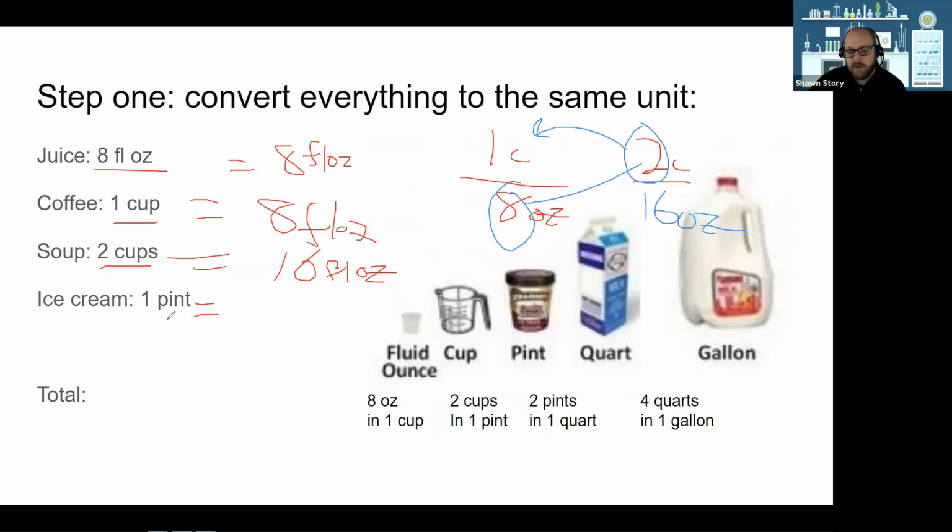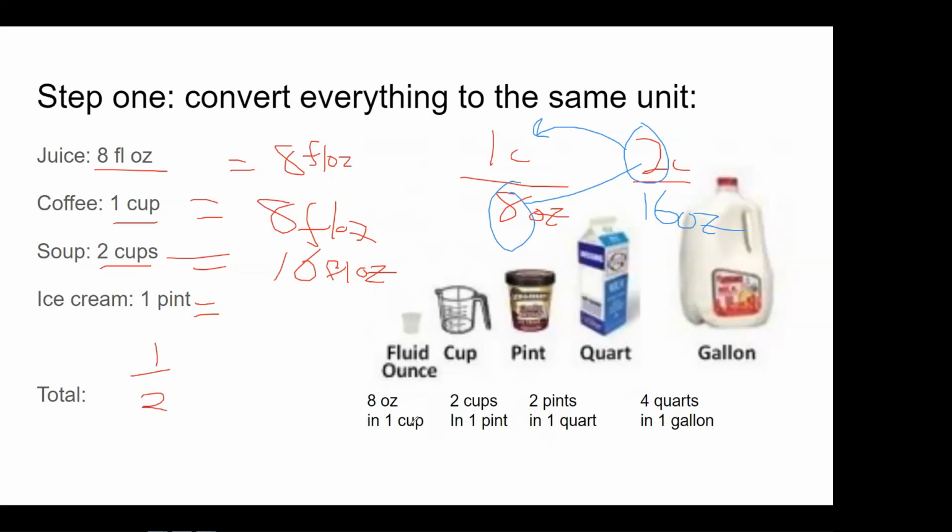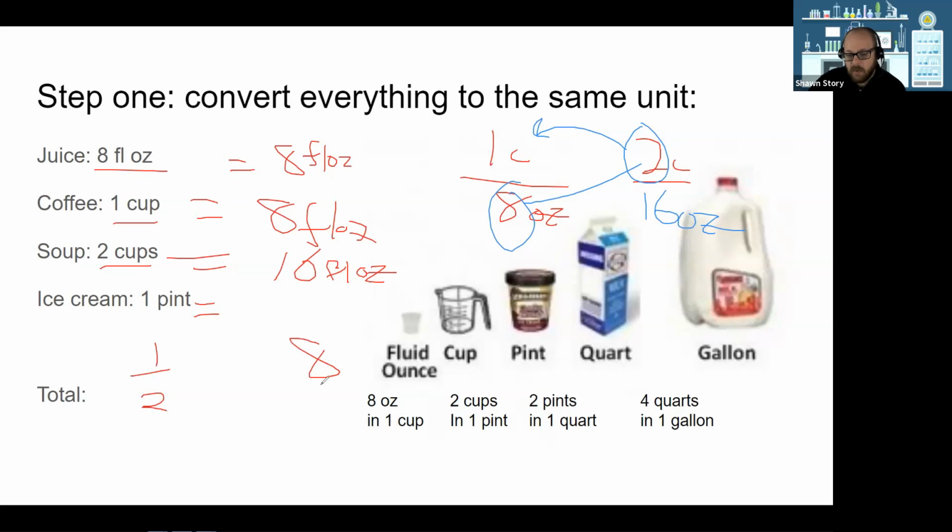How do we do that? How many ounces is 1 pint? Well, I know 1 pint is 2 cups. So I have 1 pint, which is 2 cups. And I know that 8 ounces is 1 cup. How do I do that?